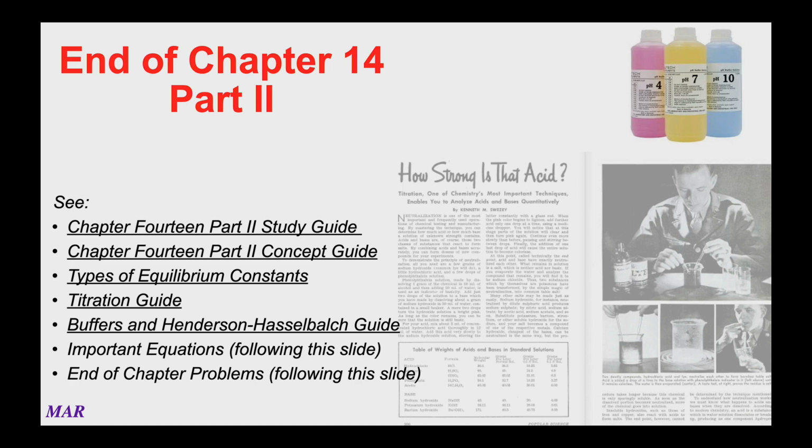I definitely recommend you check out the study guide, bulleted lists of the things that are important from this section. The concept guide will have worked examples of things to do. I have a thing on types of equilibrium constants if you forget about Ka, Kb, Kw, etc. The titration guide will give you more information on how to calculate these things. The buffers Henderson-Hasselbalch guide will talk more about that, which is kind of cool. And after this slide, if you can look at these online, you'll see a slide also of important equations and also some end of chapter problems where the answers are given.